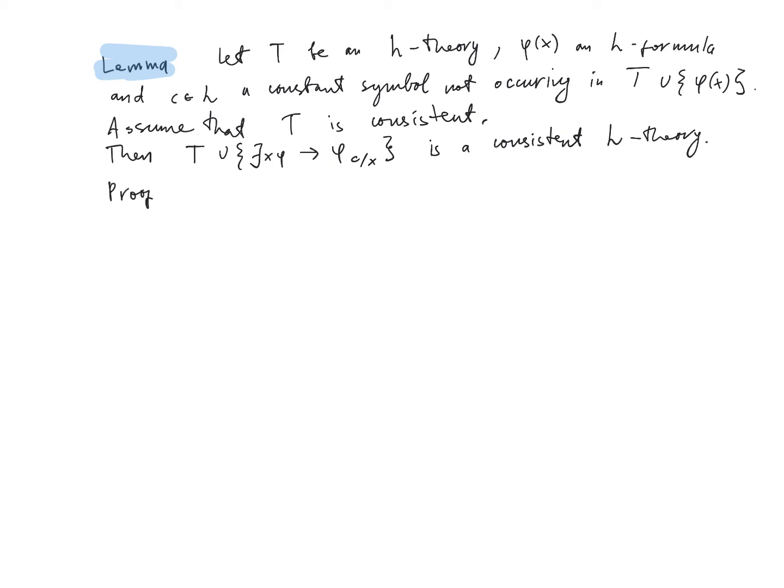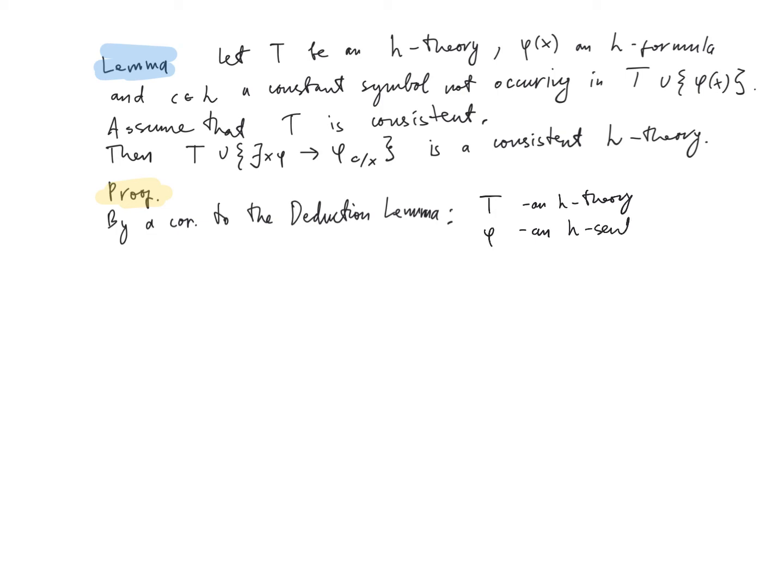Proof. Recall that by a corollary to the deduction lemma, we know that if T is an L theory and phi is an L sentence, then T proves phi if and only if T union the negation of phi is inconsistent.